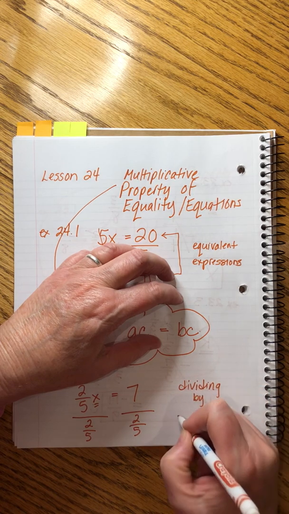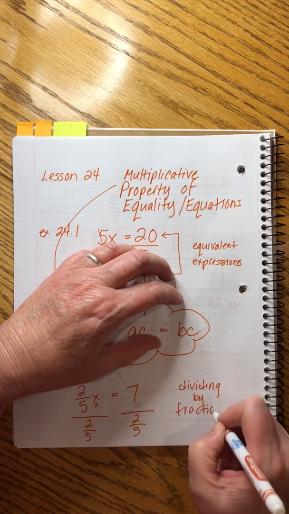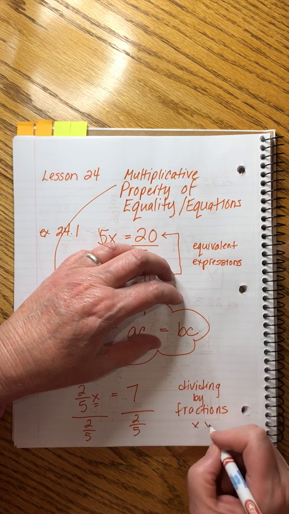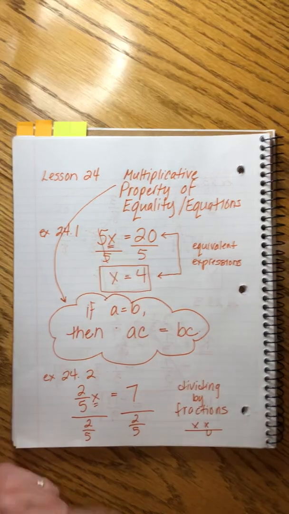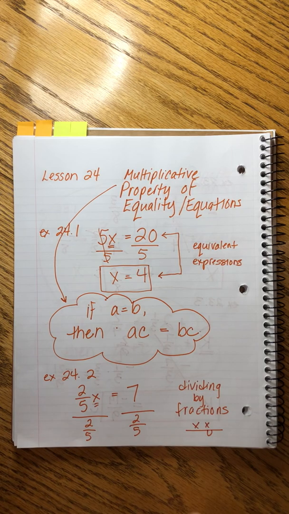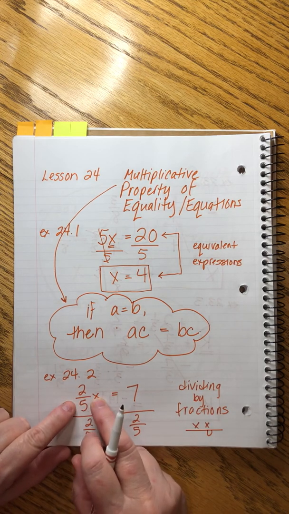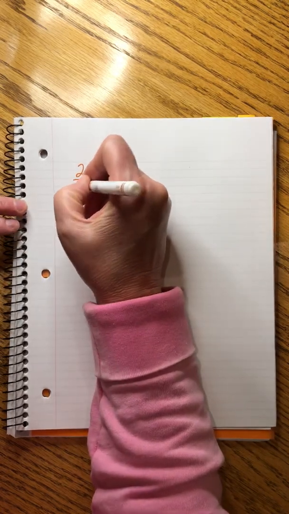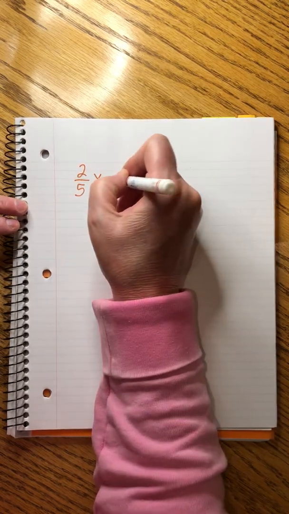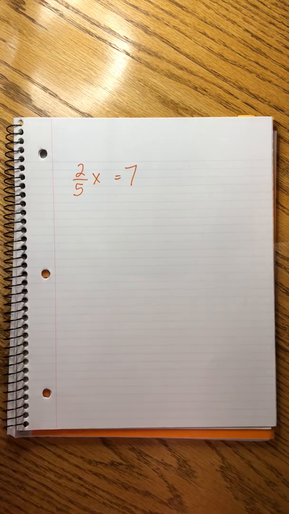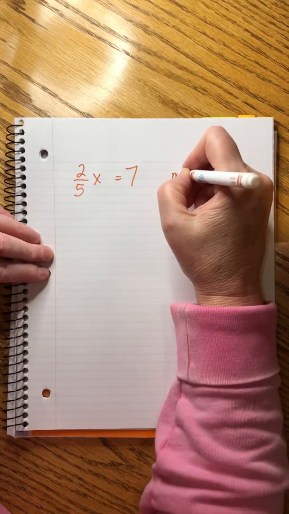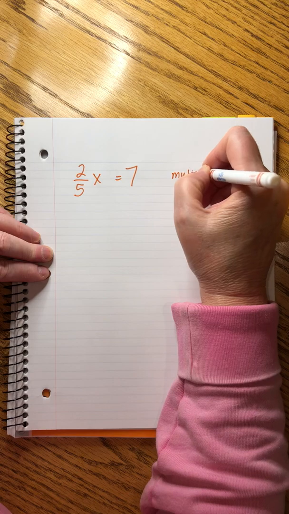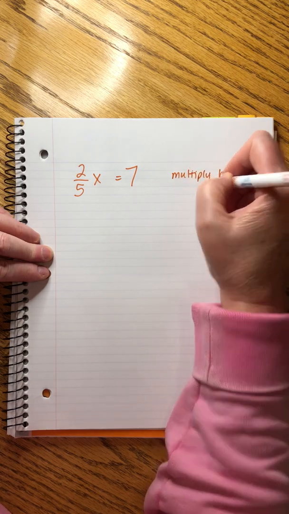Dividing by fractions makes me feel like this. Death. I don't want to do that. I don't want to do that. So when we're multiplying by a fraction, we have a second strategy. I'm going to show you on the other side. This is what we do. Let me just recopy the problem. You don't have to. Instead of dividing by a fraction, we multiply by the reciprocal.